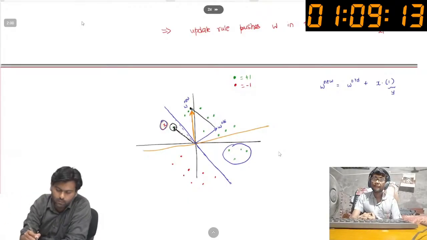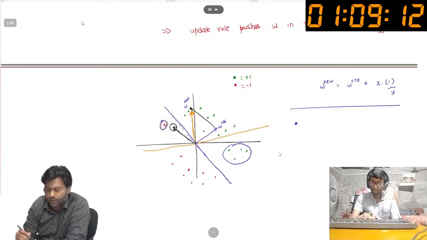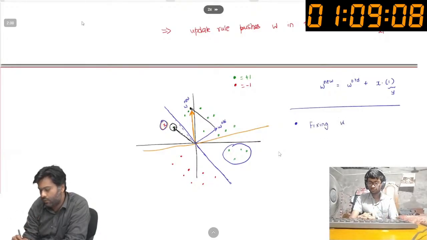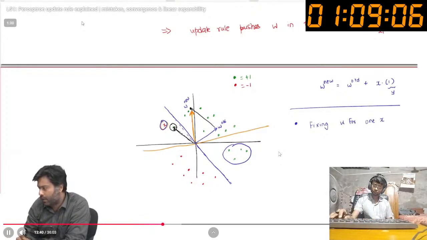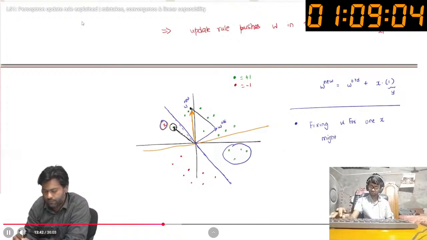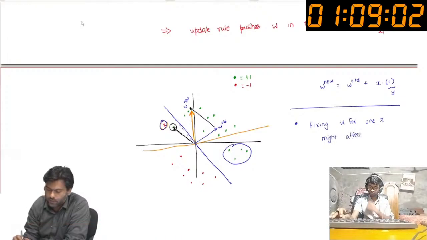But let me note down what is the problem that we saw here, and then we'll go ahead and try to fix this, to understand this better. Fixing W for one X might affect the decision for other data points.